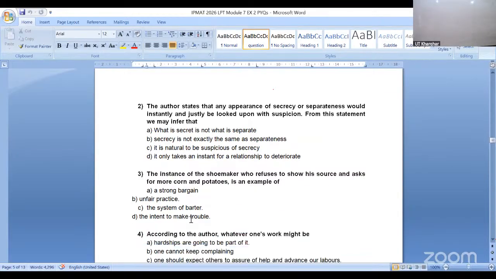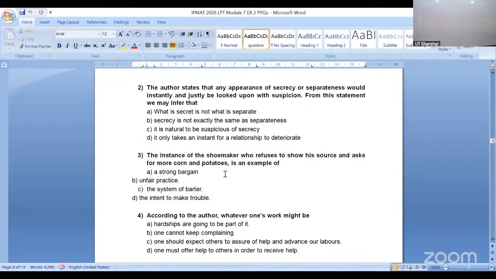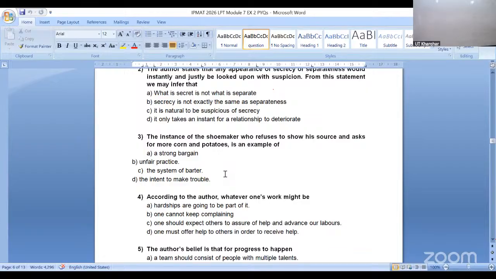Okay, question 3. The instance of the shoemaker is an example of what? What does the shoemaker do? He refuses to show them where the bark grew from which he made the sandals, and he asked for more corn and potatoes in exchange for his sandals. So, the answer to 3 is?